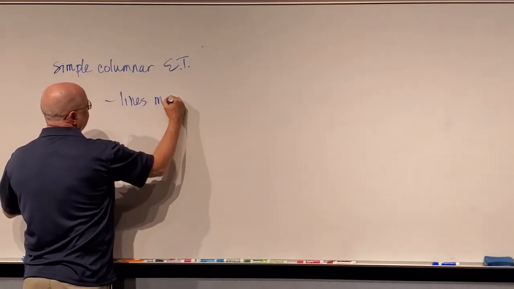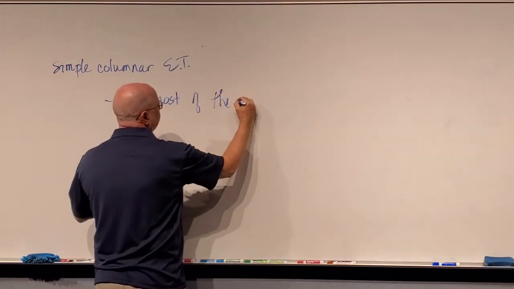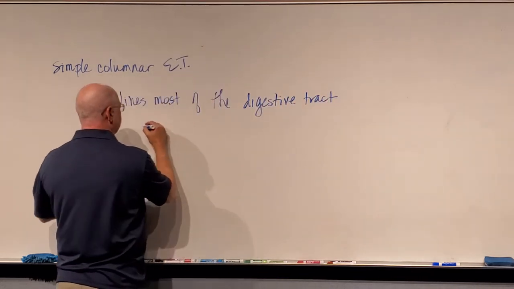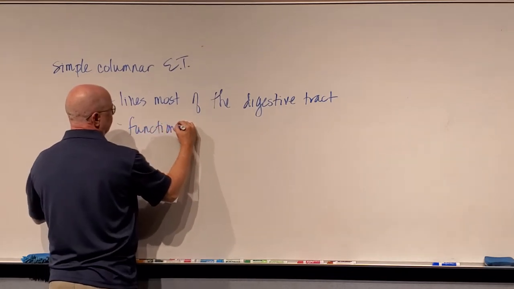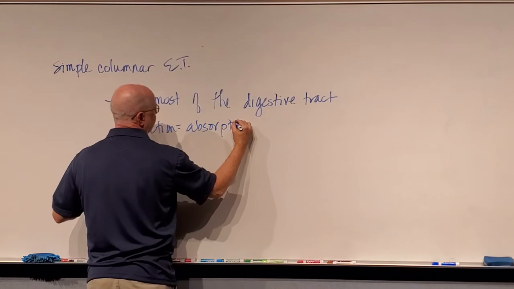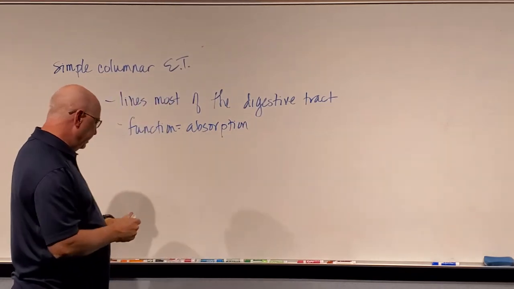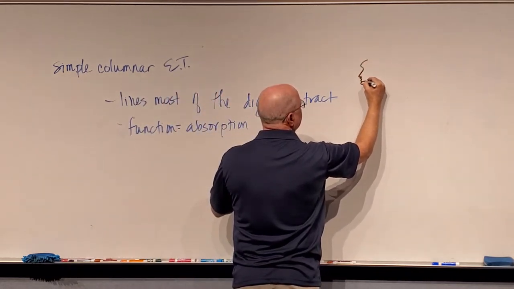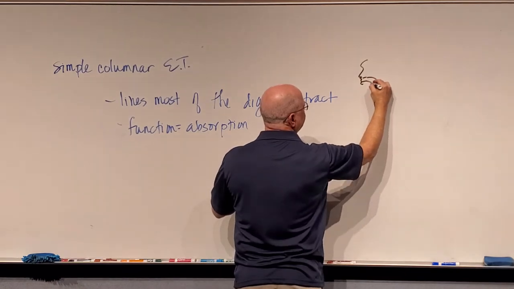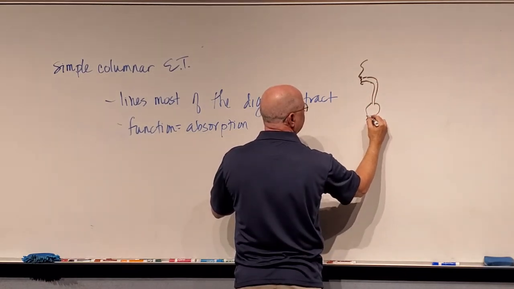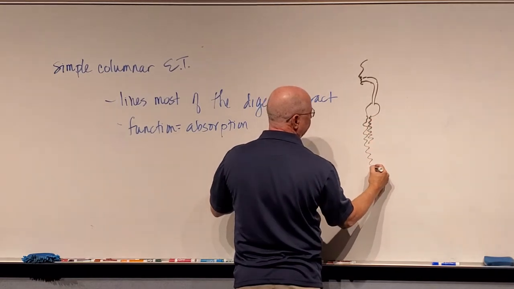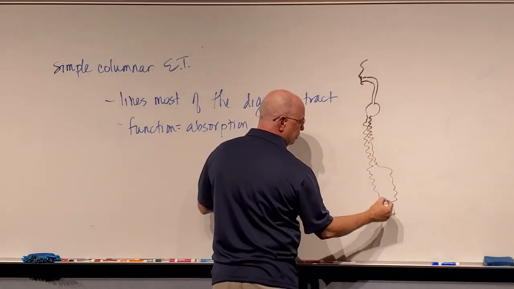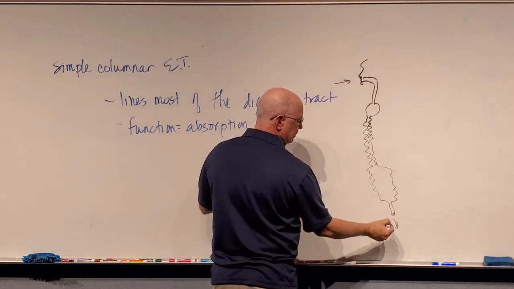It lines most of the digestive tract. The function is absorption. Okay? So think about this. If I try to draw a little person here, here's your digestive tract where food goes in, here's your stomach, and then the digestive tract folds up on itself, but essentially it makes one large tube. That tube, we're going to put stuff in one end, it's going to come out the other.